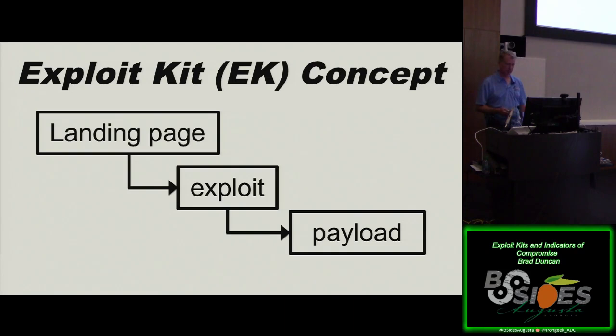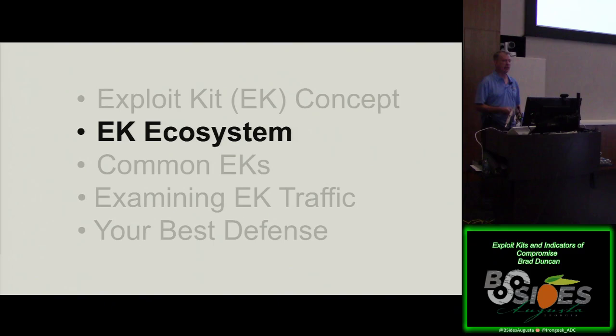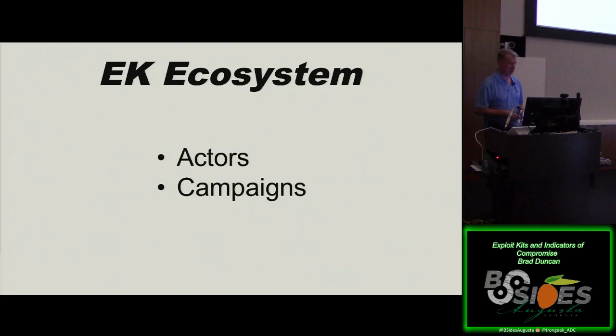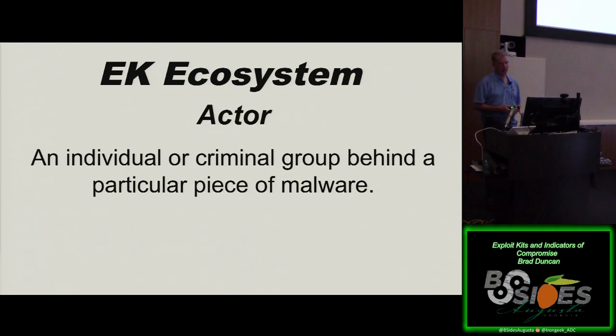But exploit kits cannot exist by themselves. I cannot pay $7,000 a month for a Neutrino exploit kit server, have it out there, and expect people to come flocking to it to come get infected. It just doesn't work that way. There's an ecosystem that exploit kits work through or exist in. And this ecosystem consists of actors and campaigns. An actor is an individual or a criminal group behind a particular piece of malware, is the best way of looking at it. Now, actor is a theater term.